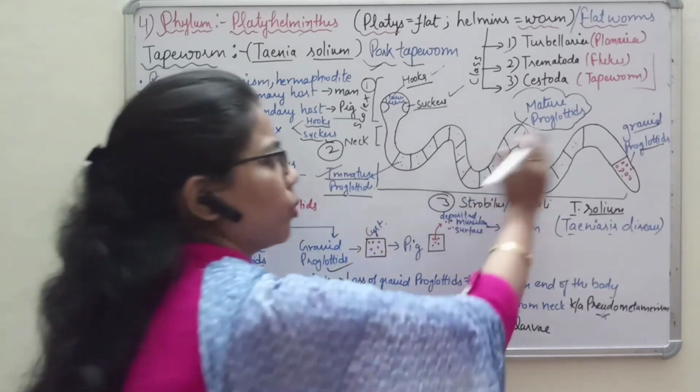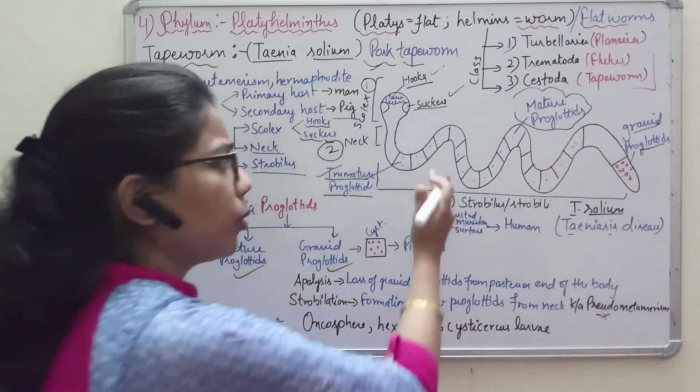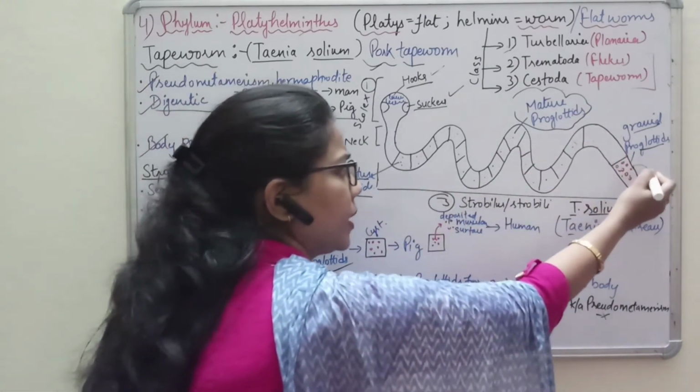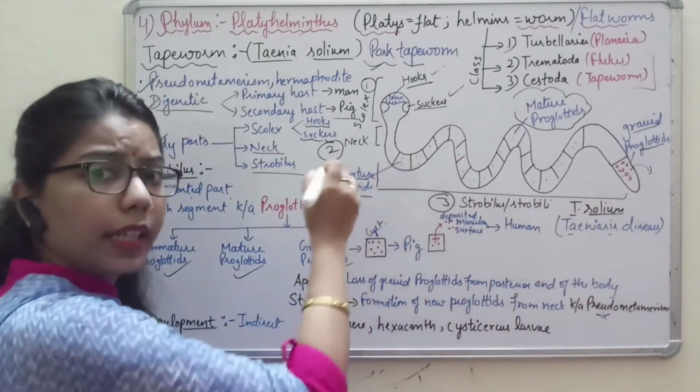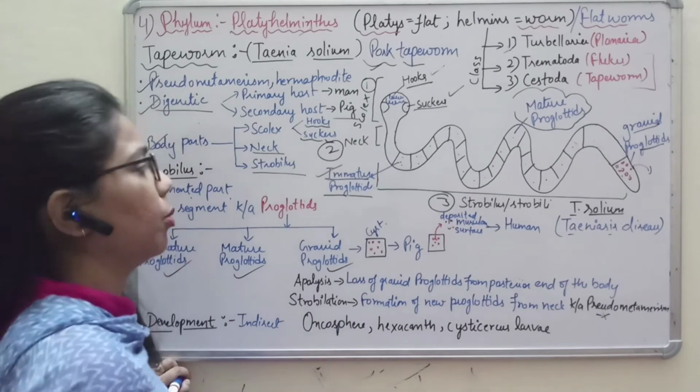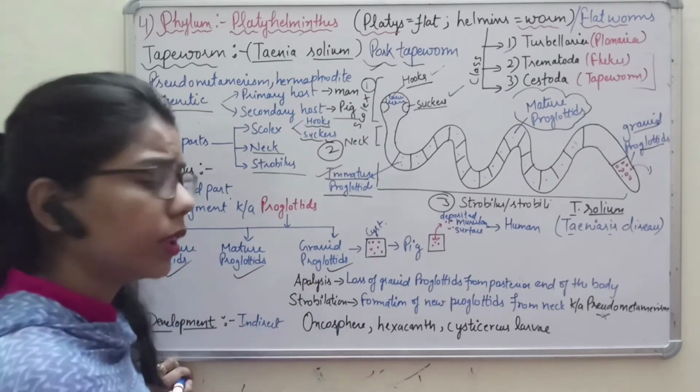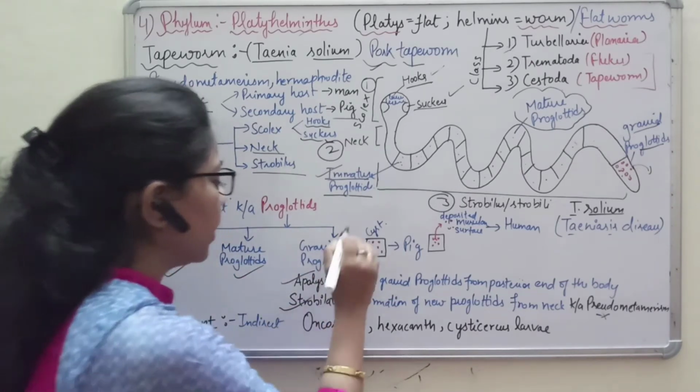Okay, पोस्टीरियर पार्ट से क्या हो रहा है? जितने पुराने सेगमेंट है वो पीछे जाते रह रहे हैं और पीछे से ये बॉडी से डिटैच हो रहे हैं, और जितने डिटैच हो रहे हैं उतने यहाँ पर से नेक से नए सेगमेंट्स डेवलप हो रहे हैं. So we have given two terms here, apolysis and strobilation.